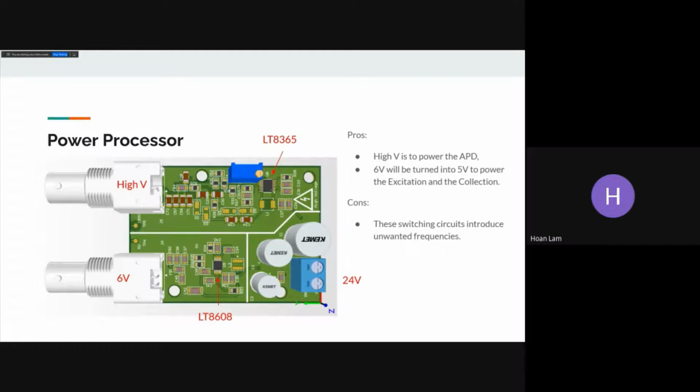So 24 volt coming in, going to the capacitors. Then on top, go to that LT8365, going to that whole circuit. Then output a very high voltage ranging from 100V to 200V DC. And on the bottom, 24 volt is stepped down using the LT8608 to 6 volt.